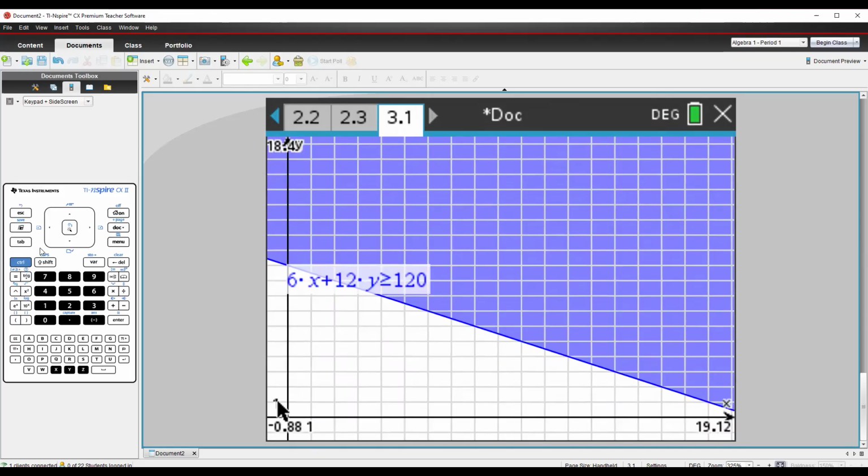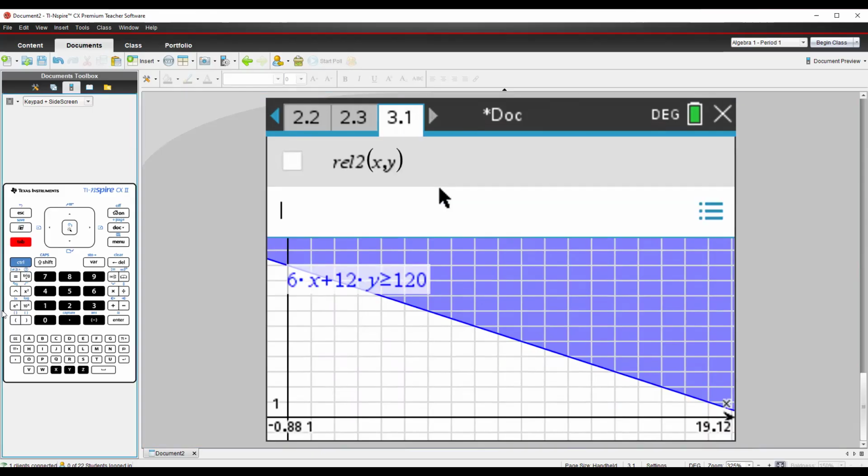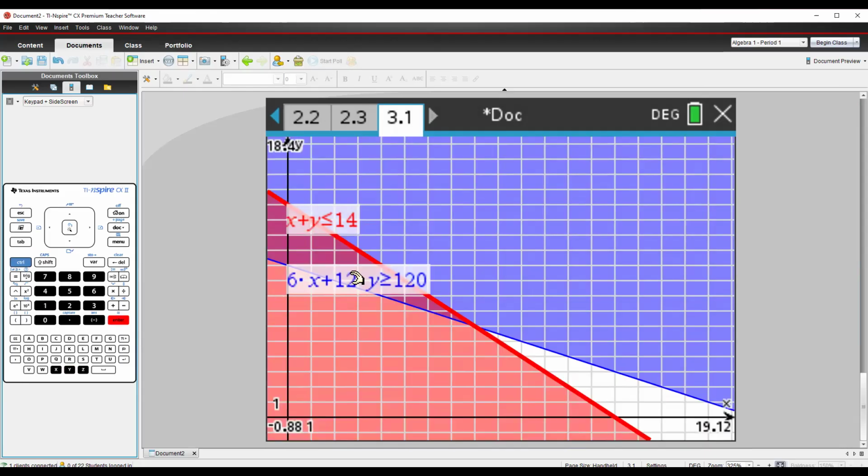That's the first one. Now I'm going to put in the second inequality, and it's going to just be X plus Y, the number of hours that I babysit plus the number of hours that I tutor has to be less than or equal to 14. That's what this is saying. Boom. Press enter. Now that's my graph.